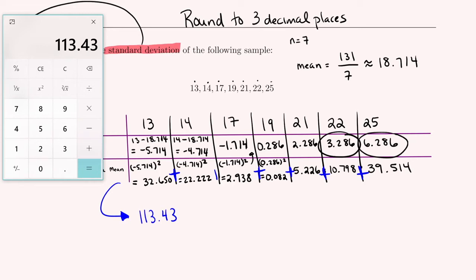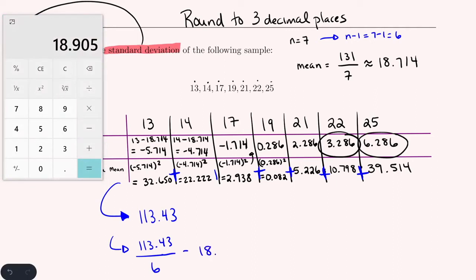Okay, the next step is always to take the number that you just found and then divide it by n minus 1. Now, we earlier saw n was 7, so that means n minus 1 is 7 minus 1, or 6. So next we take the number that we just found and divide it by n minus 1, or divide it by 6 in this case, and we get 18.905.